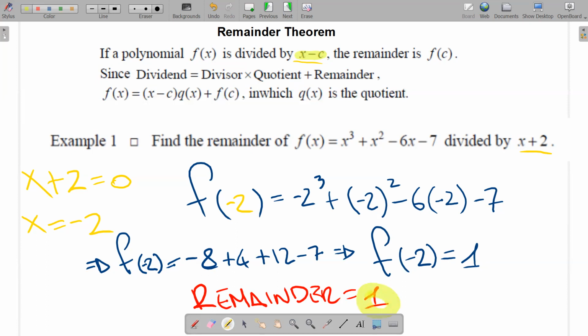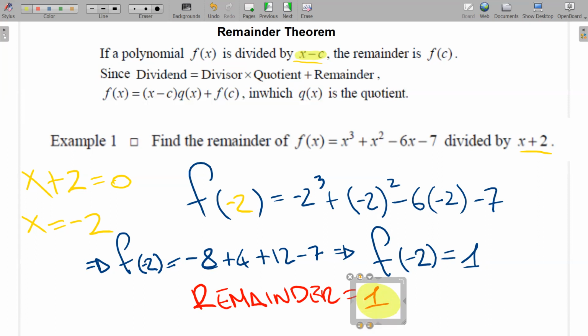Way easier, right? Simpler than we expected. That's a procedure that we can use every time we have a situation like this one. Instead of doing the division, we can just solve the function for the value that that binomial will give us.